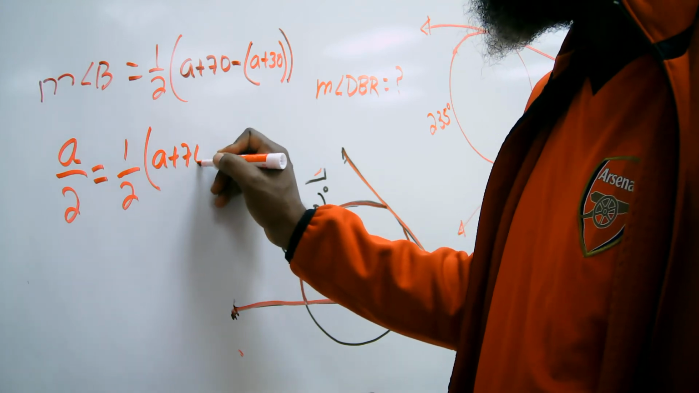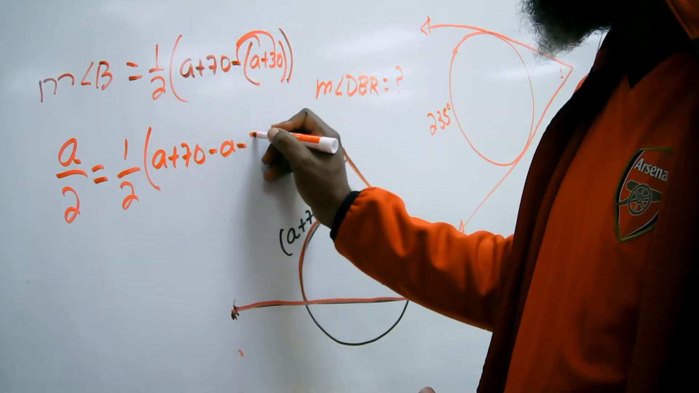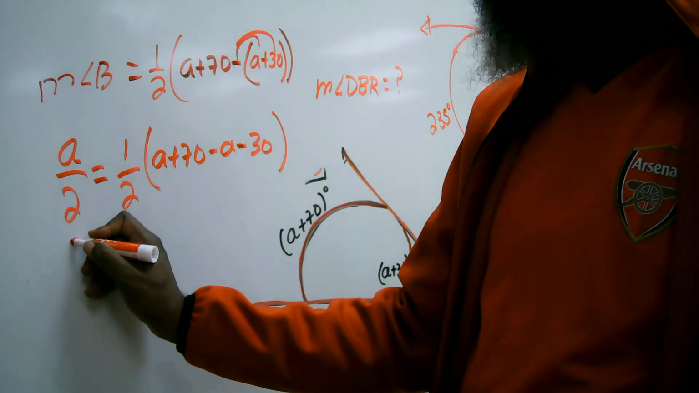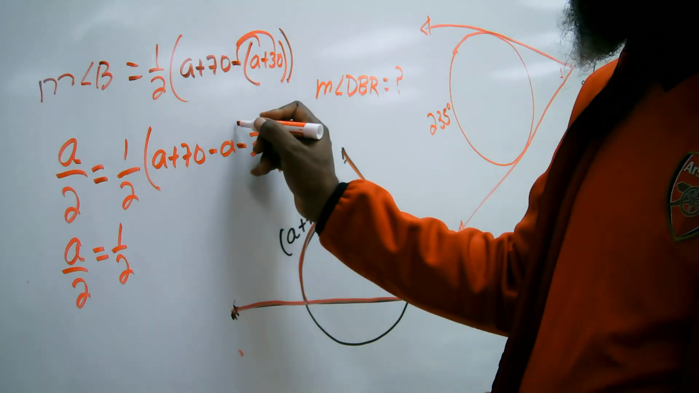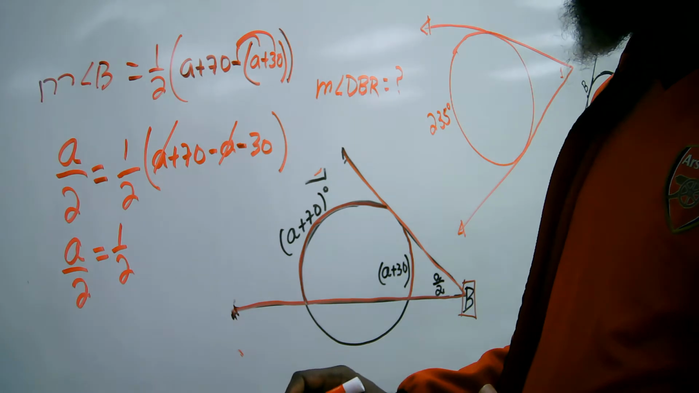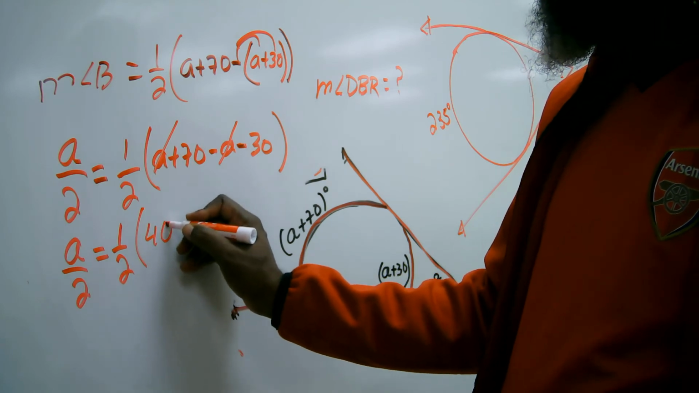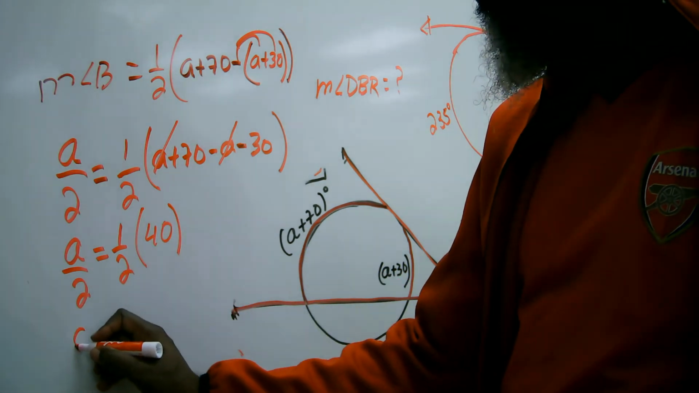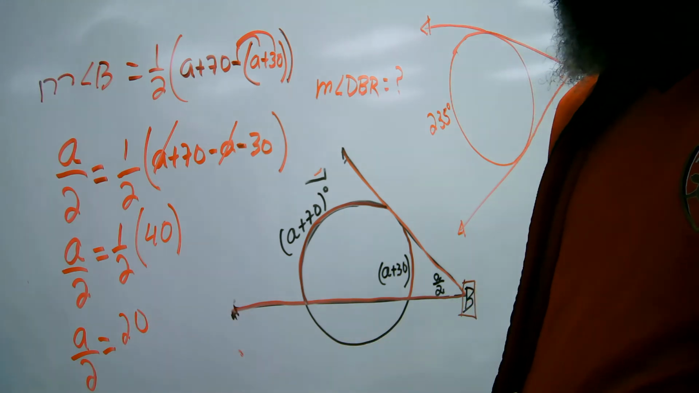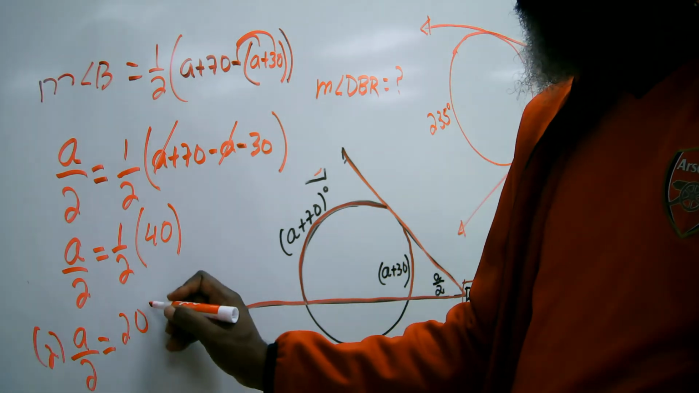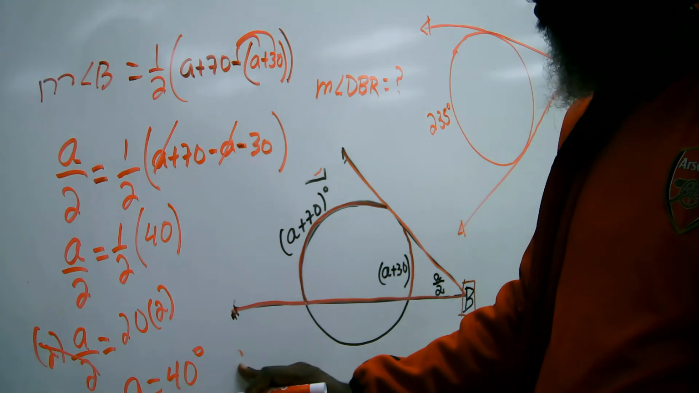A plus 70, minus A, minus 30. So make sure you do that. In this case, we will have A over 2 is equal to 1/2. The positive A minus A cancel each other out. Now you end up with 70 minus 30, that will give you 40. In this case, you will have A over 2, and half of 40 is 20. Now you need to find A, so you multiply both sides by 2. This cancels out, then in this case, A is 40 degrees.